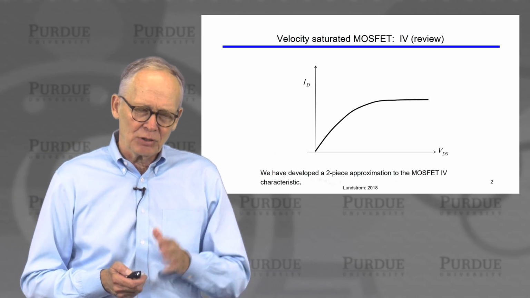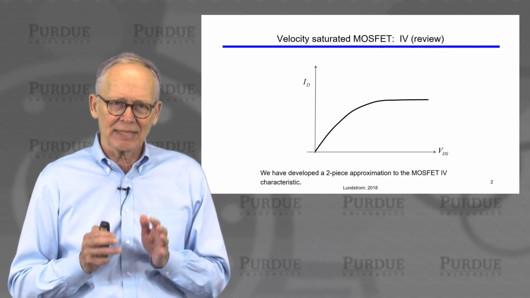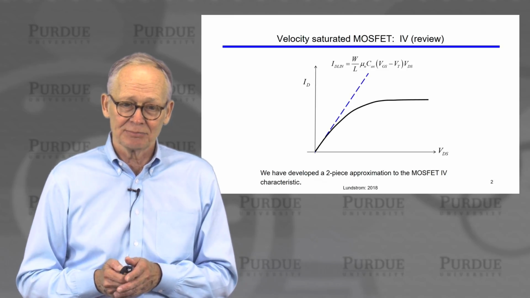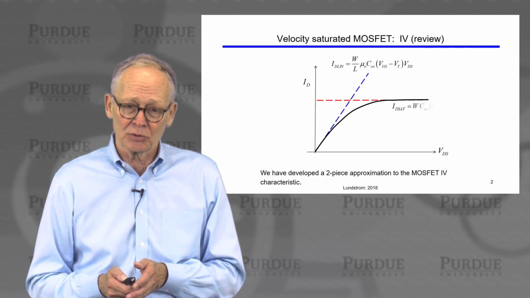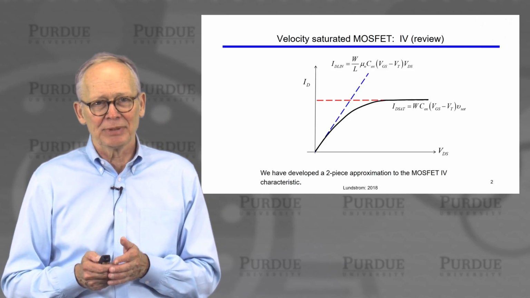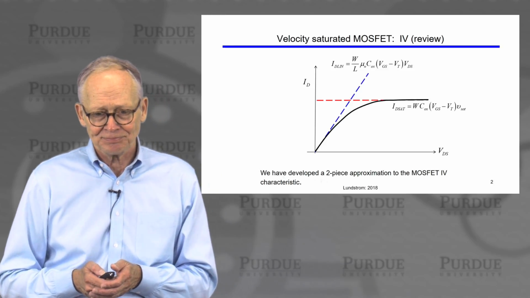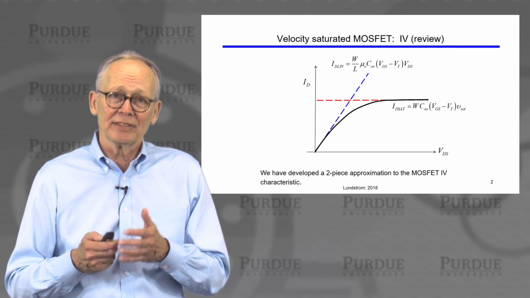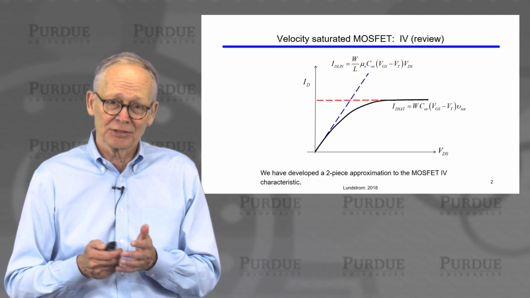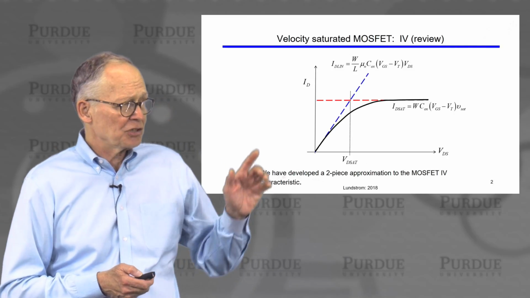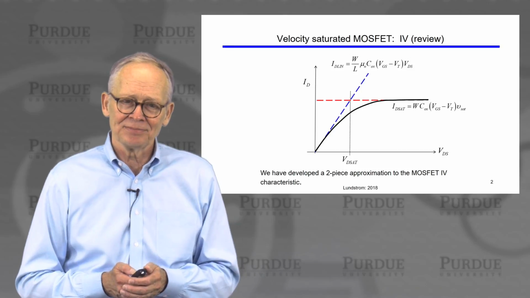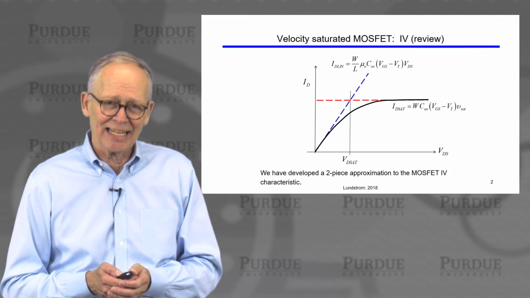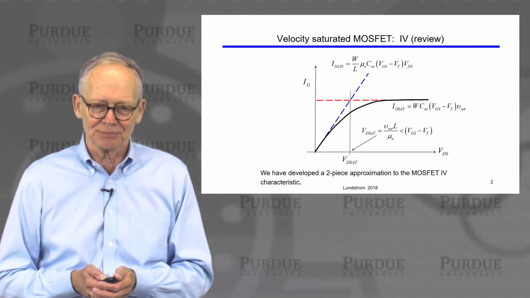If we go back a couple of lectures, we developed a model for velocity-saturated MOSFETs that had two pieces. It had a linear piece for small drain-to-source voltages, and a saturated piece for large drain-to-source voltages. What we would like is a smooth, continuous model that goes from linear to saturation. The transition region between these two is VD-Sat. In this model, we make an abrupt transition from linear to saturated at VD-Sat, but we would like to make that a smoother transition.